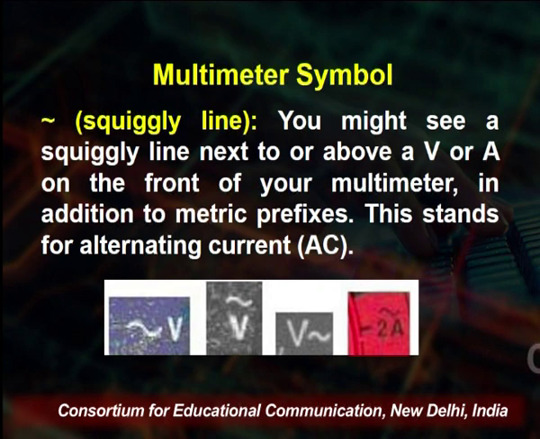V is mentioned for voltage, A for current, and ohm for resistance. Apart from that, there are various other symbols on the multimeter. In the multimeter symbols you have seen a squiggly line. The squiggly line represents AC, alternating current. You have seen the squiggly line next to or above the voltage or current symbol. You have seen in the diagram this squiggly line at the V, and it represents alternating current.